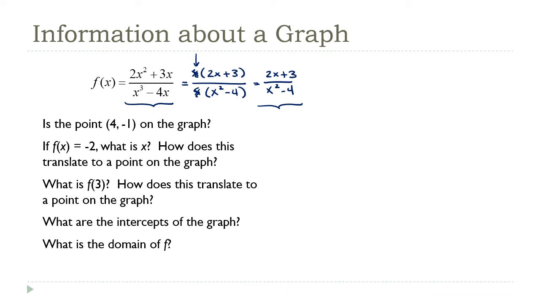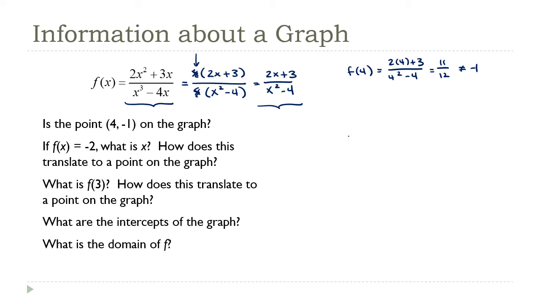All right, so we've got some similar questions here. Is the point (4, -1) on the graph? Well, I'm going to work with my simplified version here. f(4) is (2·4 + 3)/(4² - 4). That's 11/12, which is not equal to -1, so no. That point is not on the graph.